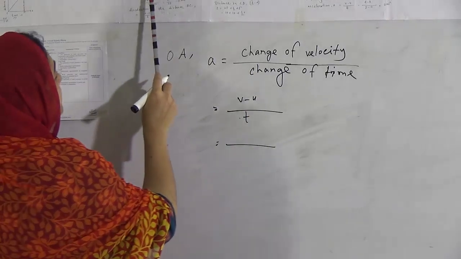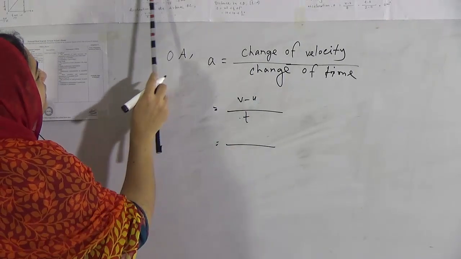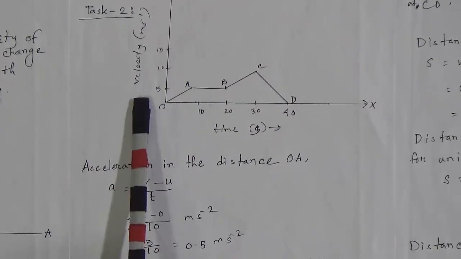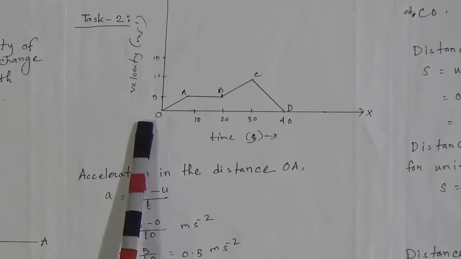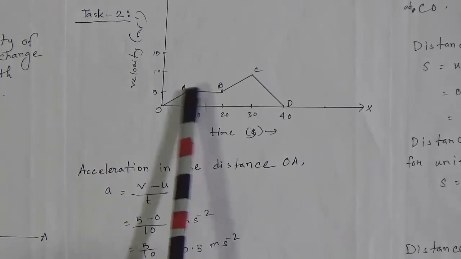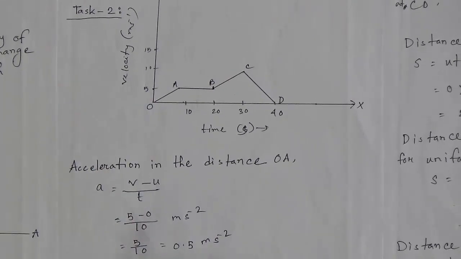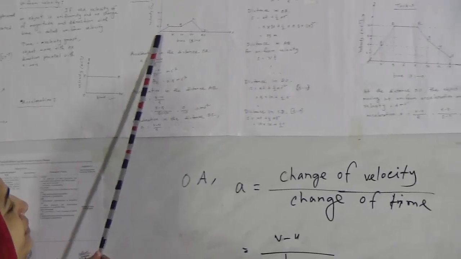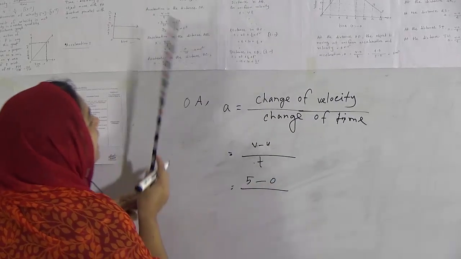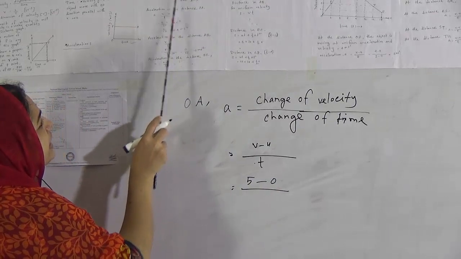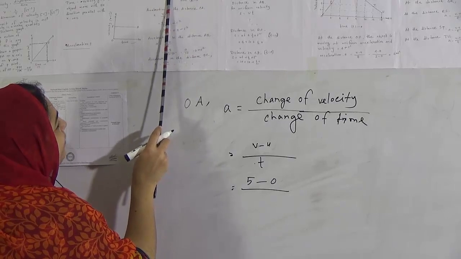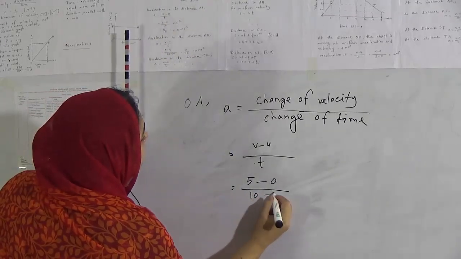So my dear students, at OA the initial velocity is 0, and the final velocity at point A is 5, as indicated on the y-axis. So at point A the velocity is 5 meter per second minus the initial velocity 0 meter per second, and the time at point A will be 10, and at the initial point 0. That means 10 minus 0.